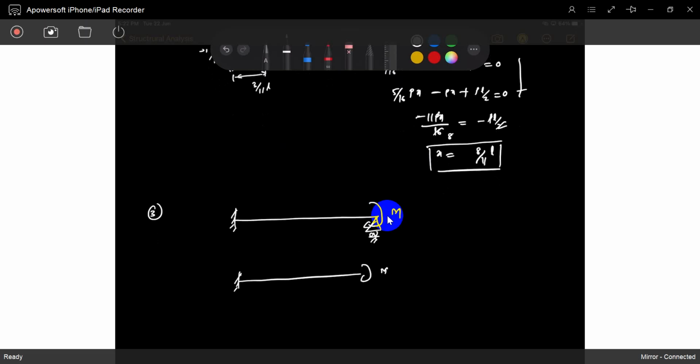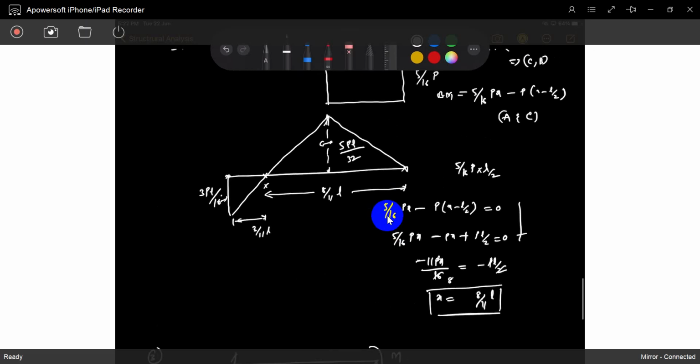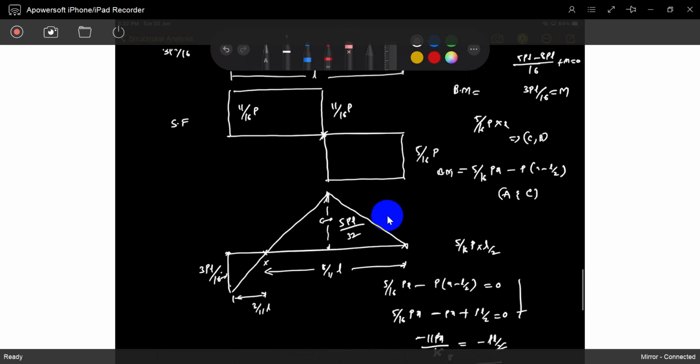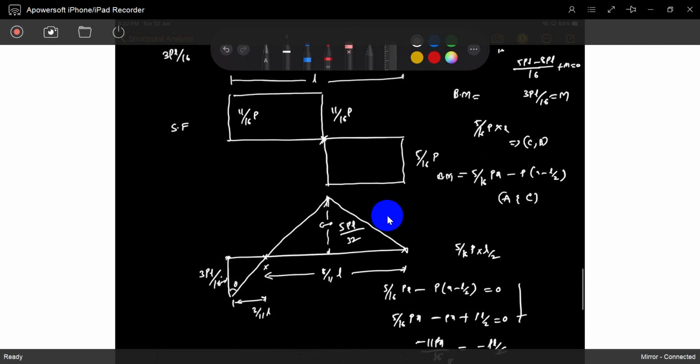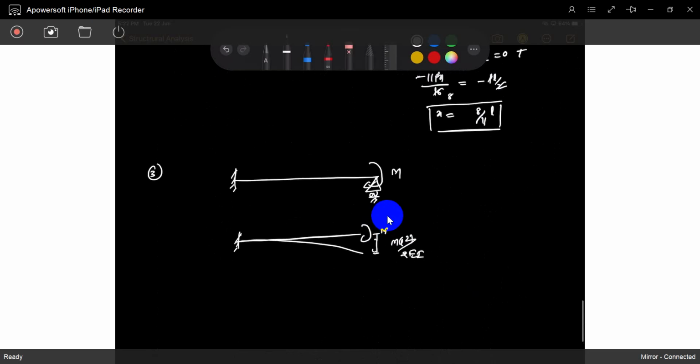How will it deflect? How much is it? ML square by 2A. It's a value of square, so that means it's a parabolic curve. Understood? Okay. And also I will say it has a slope, because it has a shear force. So that's ML square by 2A.